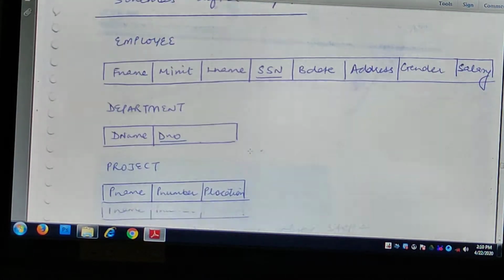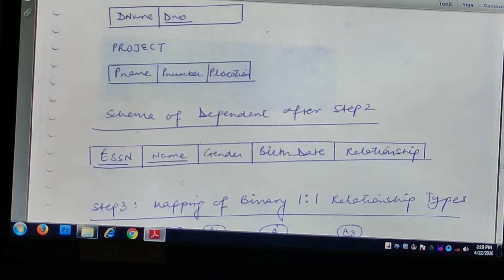So now, after step 1, my schemas would look like this. We have divided the 3 components of the name attribute like this. We have this primary key and the rest of the attributes. Department, we haven't taken D location because that was not a simple attribute, that was a multi-valued attribute. For multi-valued attribute, we will create a different relation schema. Then we have this project. Now dependent, it will look like this. As I have just told you, the primary key of dependent will be the combination of SSN and name.